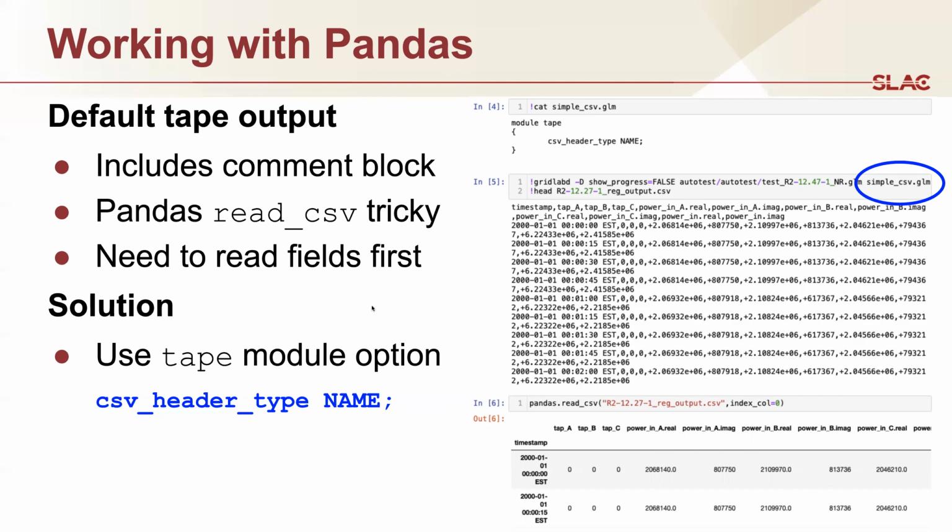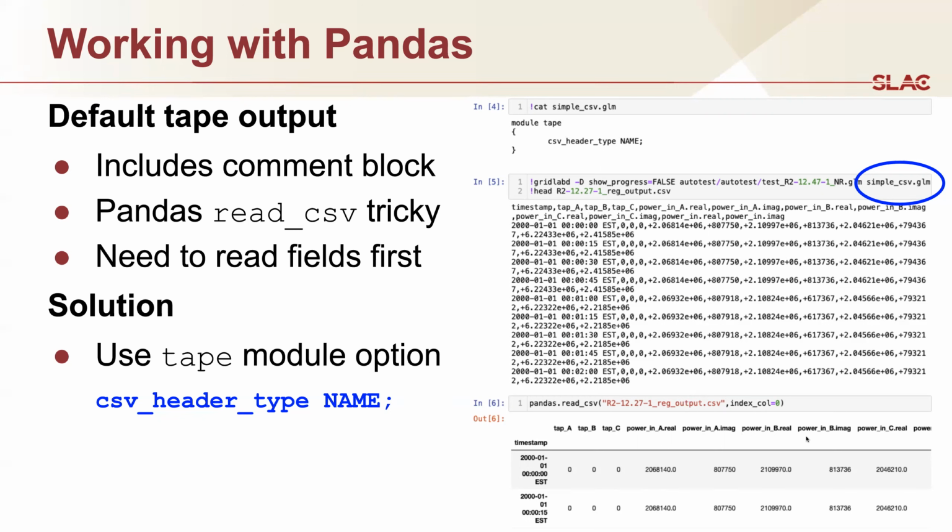for session 3, which is to set the CSV header type to name. And when you set the CSV header type to name, then the output of the CSV file is much more compatible with Pandas read CSV, because in this case, the only thing we need to tell Pandas is that the index column is the timestamp. Everything else is already done essentially in a way that Pandas can handle, and it can directly load the information.